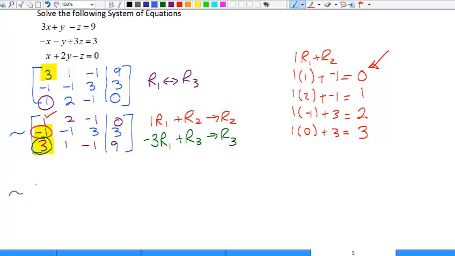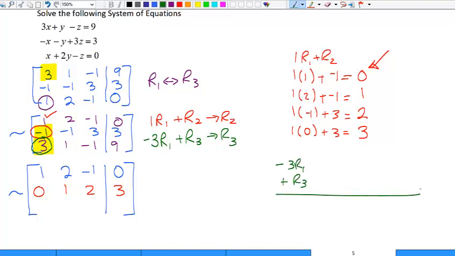So on my next matrix, row 1 is going to stay the same. So 1, 2, negative 1, and 0. Row 2 is going to be replaced with 0, 1, 2, and 3. And let's do the other one, the other method. It doesn't really matter which method you like, just pick one and stick to it. I'm just trying to show you both so you can get used to the one you like. So negative 3 times row 1 is negative 3, negative 6, positive 3, and 0. Add it to row 3. So I'm getting 0, negative 5, 2, and 9.